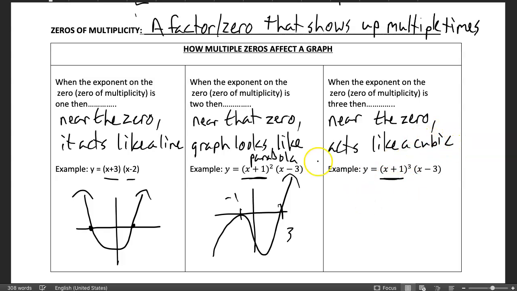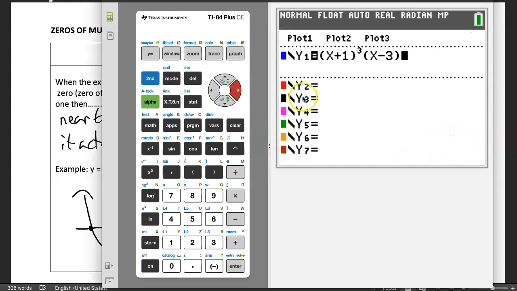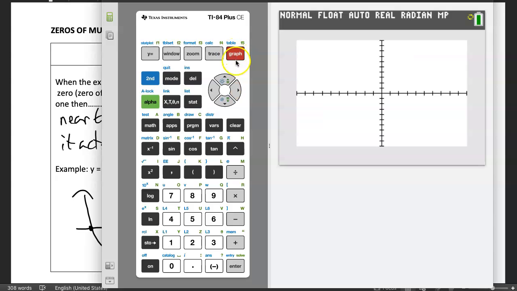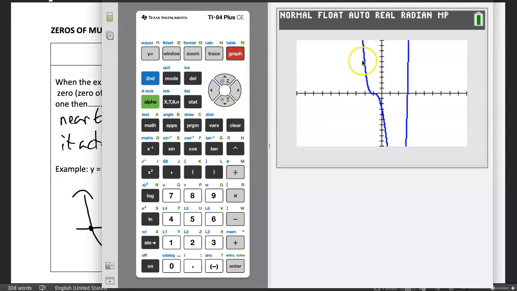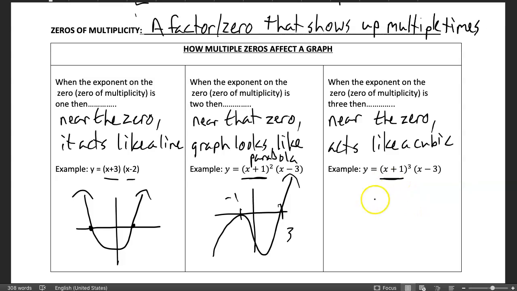Let's go ahead and graph this one to see what it looks like. So we've adjusted this so that x plus 1 is cubed. It has a multiplicity of 3. Let's see what happens at -1. And at -1, we see this sort of cubic act. It flattens out a little bit and then continues going down before passing through at 3.